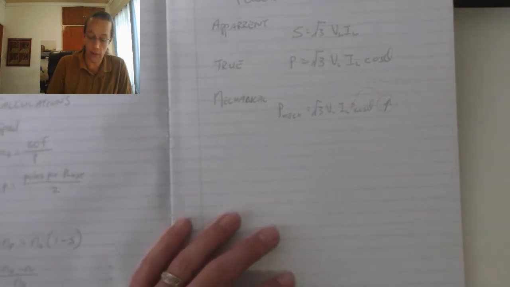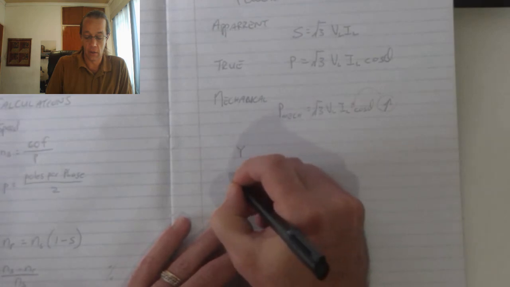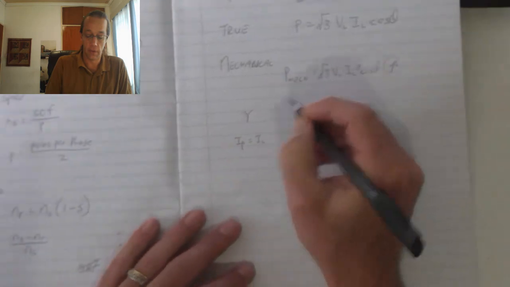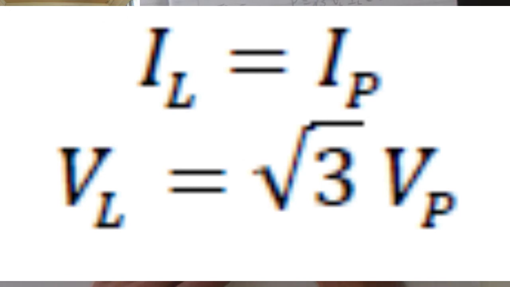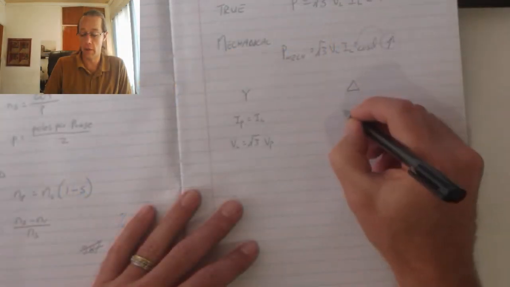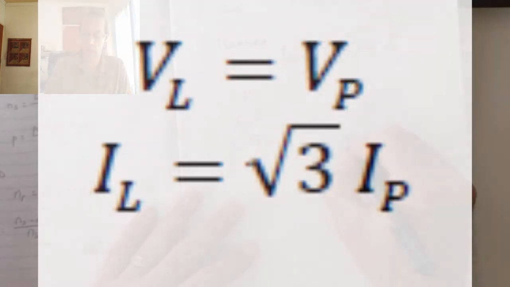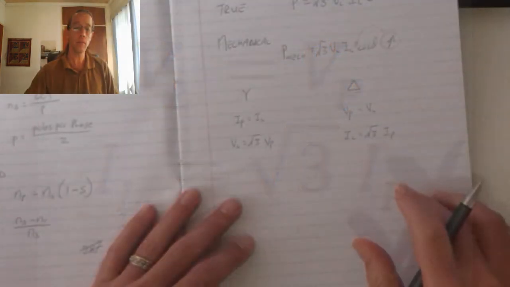Now the motor can be connected in star or delta. So for a star connection, IP equals IL and VL equals square root 3 times VP. Phase voltage times square root 3 gives me my line voltage. For delta, phase voltage equals line voltage and line current is equal to square root of 3 multiplied by the phase current.